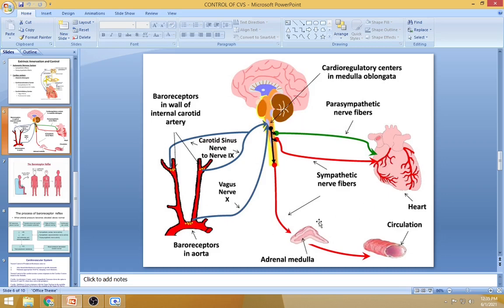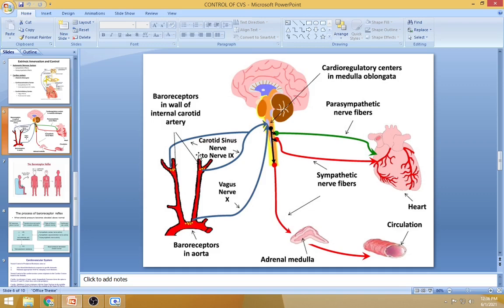So it is a very comprehensive network of the neural control system which is present in the brainstem, and the peripheral receptors which are present along the length of the cardiovascular system as a whole. Okay, clear. So what are these peripheral control systems? These are called the reflexes. Okay, we call them the reflexes.